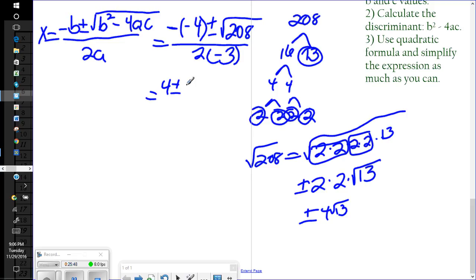So instead of this, I can do 4 radical 13, and 2 times negative 3 is negative 6. And that's it, because there's a radical in here. That's as much as I can simplify it. So this is my answer.